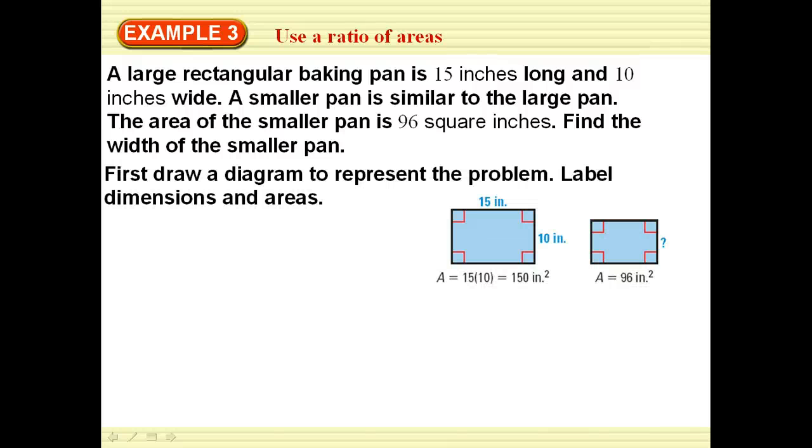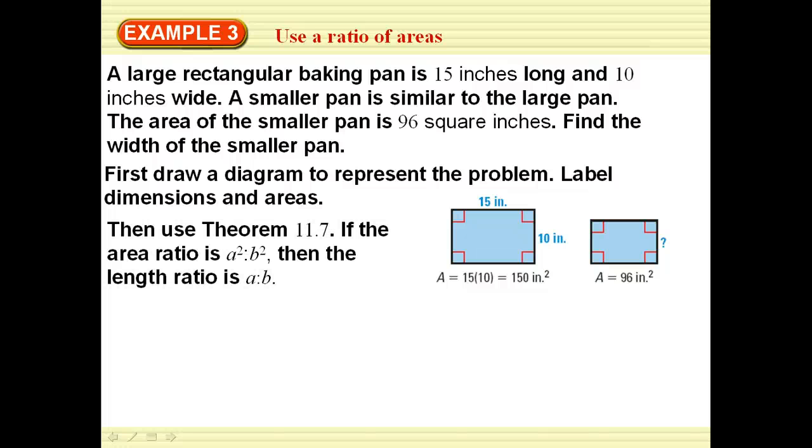Notice that I've got my length and width, so I can get the area of the big pan. And I don't have length and width here, but I do have the area of the small pan. So what I can set up is a ratio of the areas. The areas are in the ratio of a squared to b squared, which in this case is 96 to 150.